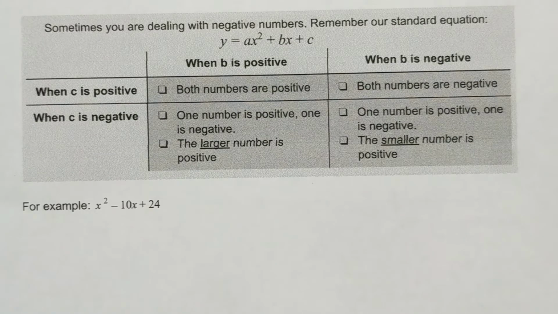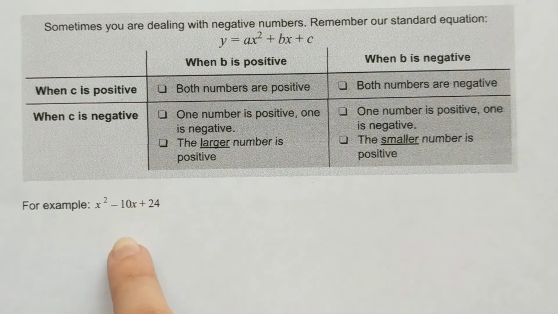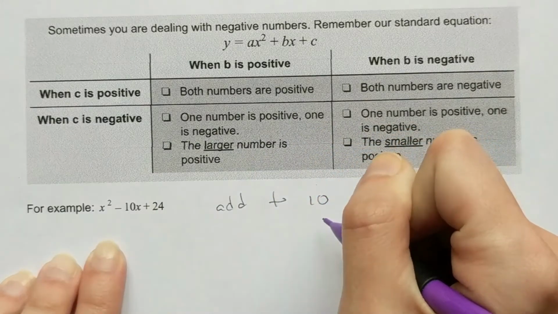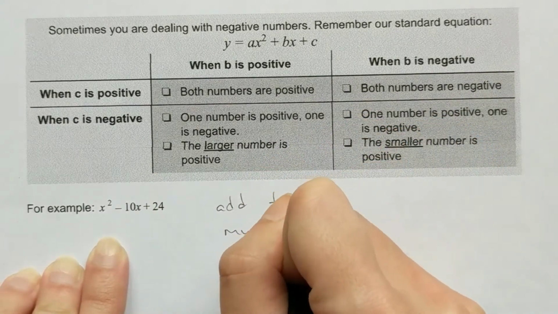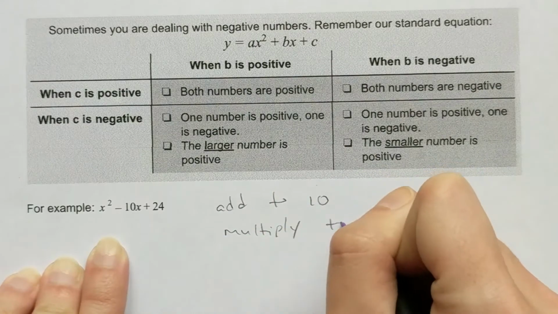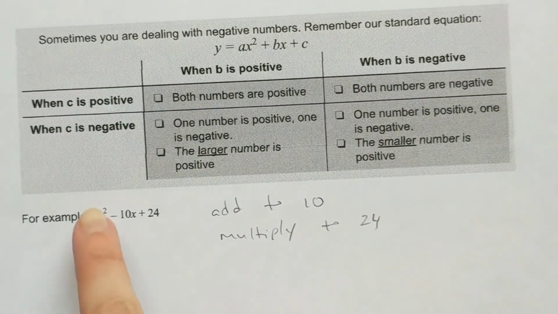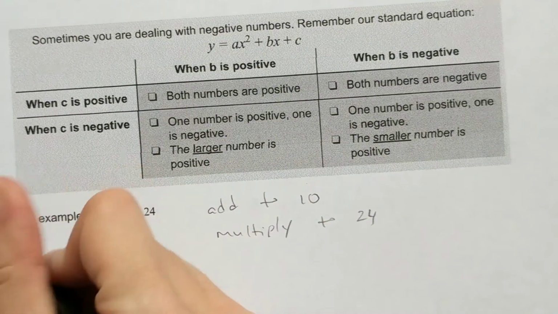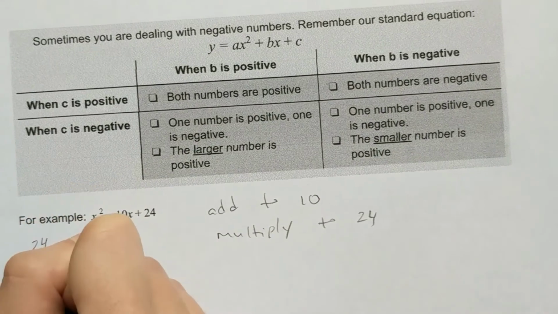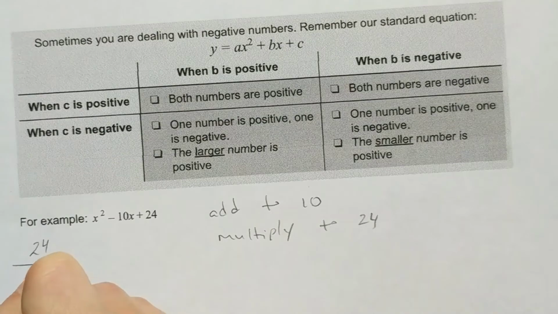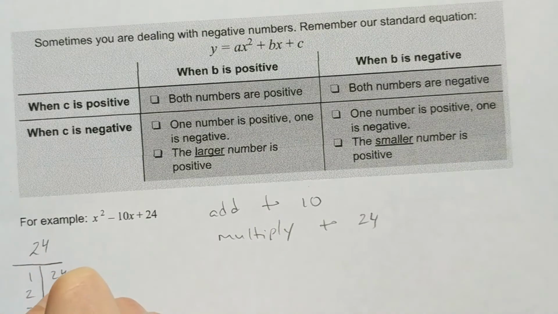The very first thing that I'm always going to do is try to find the two numbers that add to 10, and multiply to 24. Add to 10, multiply to 24. We'll deal with the negative sign in just a minute. I start by writing out my factor table for the number 24. 1 and 24, 2 and 12, 3 and 8, 4 and 6.